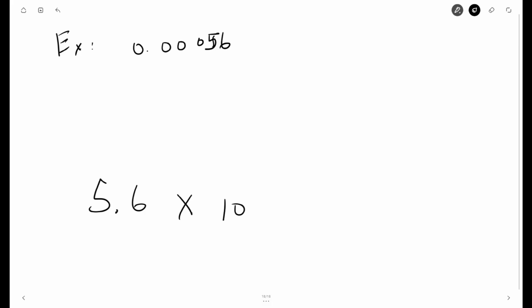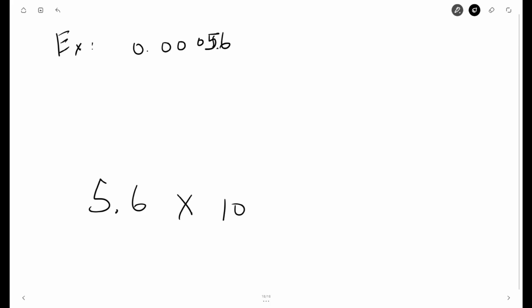So let's do 3 more examples. The first example is going to be 0.00056. That means that we have to move the decimal point. So we need to end up with 5.6 times 10. For that, let's see how many times we need to move.